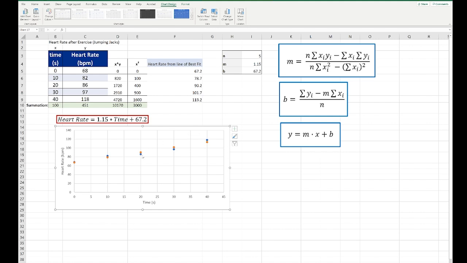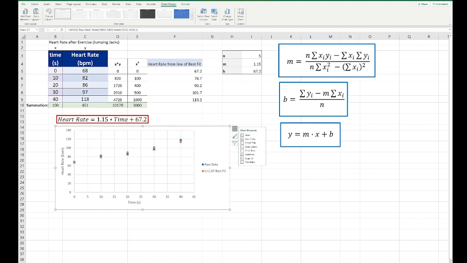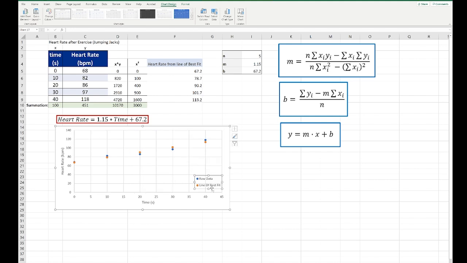Now, right now, I have two sets of data points, my orange data points and my blue data points. I don't know which ones are which, so I need to show my legend. Now I know my blue data points are my raw data points and my orange data points are my line of best fit data points. I also need to show a chart title because when I added the second series, it took the chart title off. So I need to go back here, and remember our chart title is always Y versus X, dependent versus independent. So it's going to be heart rate versus time.